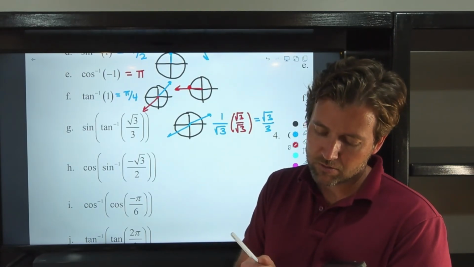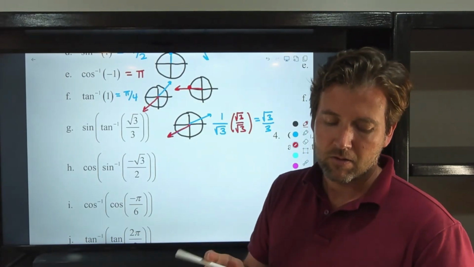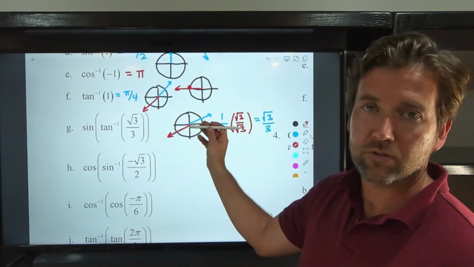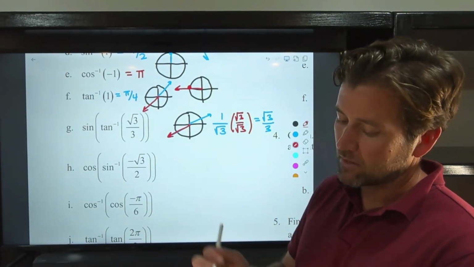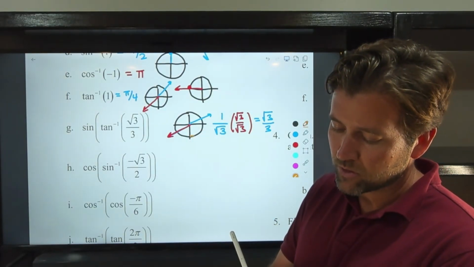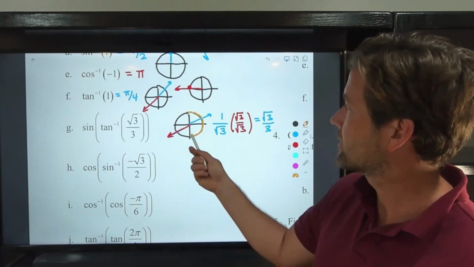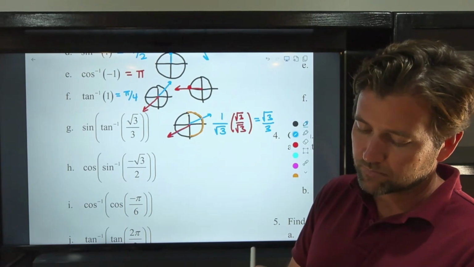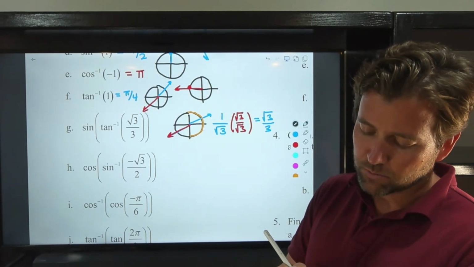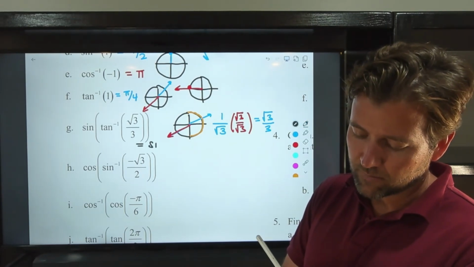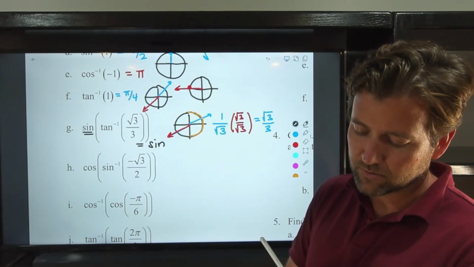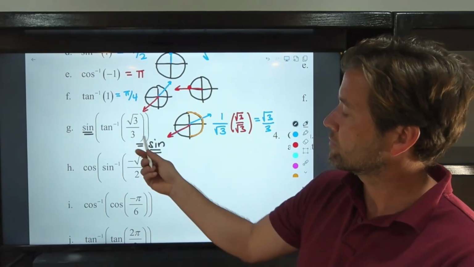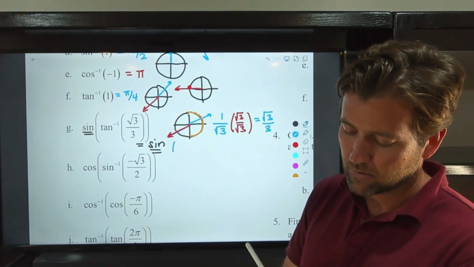Oops, I'm going to make this a different color. So arctangent of square root of 3 over 3 will be the angle in the first quadrant. The outputs of arctangent have to be in between or including negative pi over 2 to pi over 2. So this will be pi over 6. So this problem is equal to the sine, and we just figured out that arctangent of square root of 3 over 3 is pi over 6.